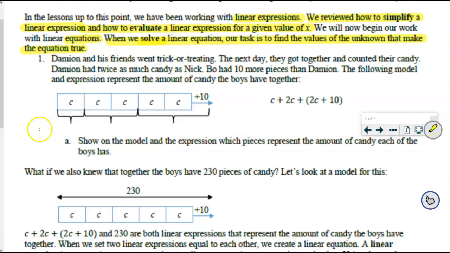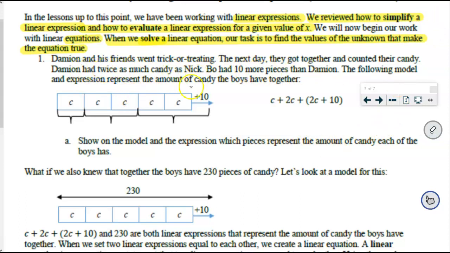Damien and his friends went trick-or-treating. The next day, they got together and counted their candy. Damien had twice as much candy as Nick. Bo had 10 more pieces than Damien. And this is a model that represents the amount of candy the boys had together. We have a model and we have an expression. It says, show on the model and the expression which pieces represent the amount of candy each of the boys has. So let's read it again now, paying attention to the model.